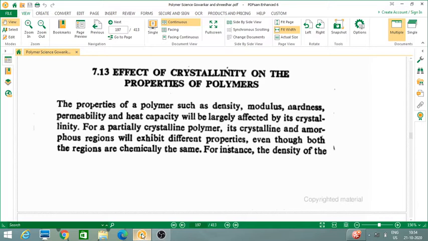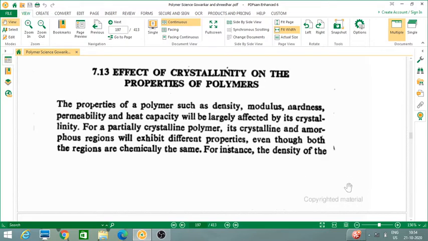And a 100% crystalline polymer does not exist. There is a partially crystalline polymer, 70-30% or 50-50% like that. So some part is crystalline, some part is amorphous. Therefore, if we take a partially crystalline polymer, then its crystalline portion and amorphous region, they both will exhibit different properties, even though they are chemically the same.